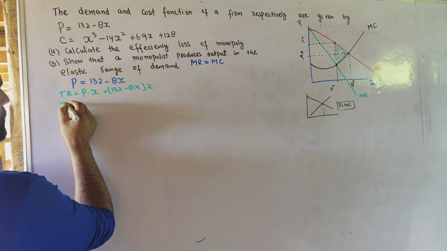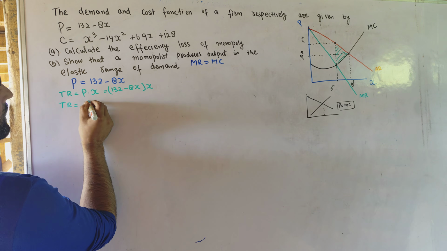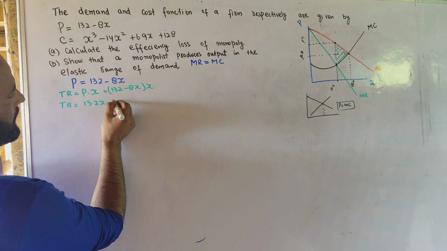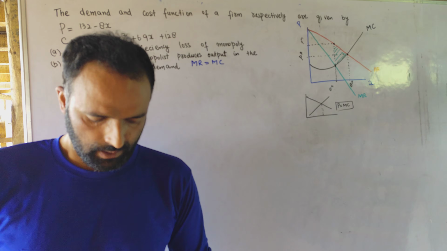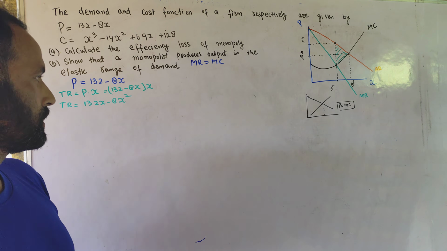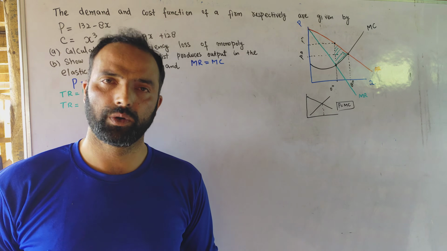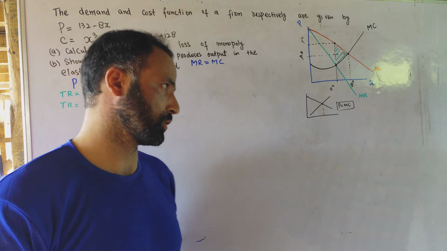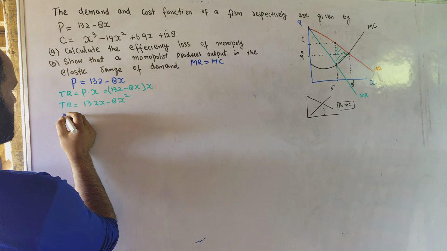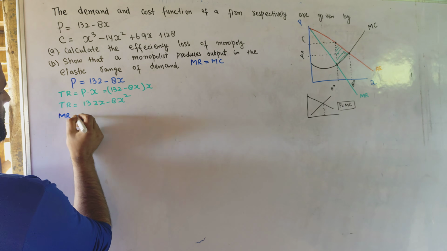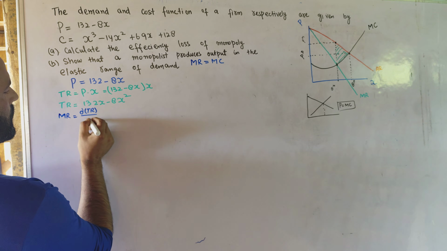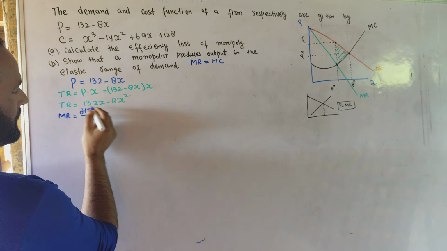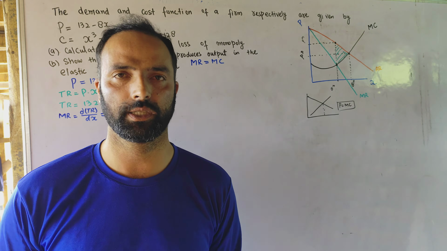Let me write it here. Total revenue will be equal to 132x minus 8x square. This is our total revenue function. Now, what is marginal revenue? Marginal revenue is simply the change in the total revenue due to the change in the output produced. That is the derivative of the total revenue function with respect to output.